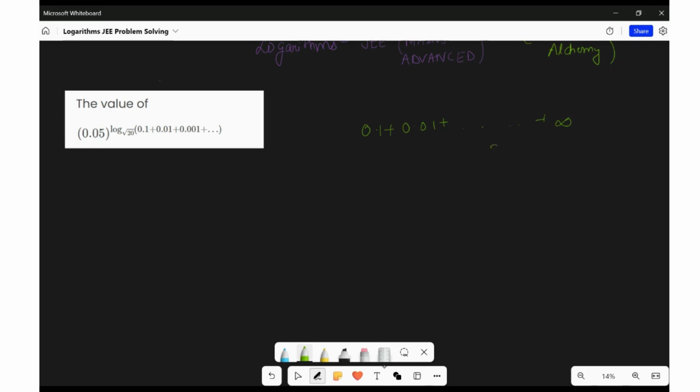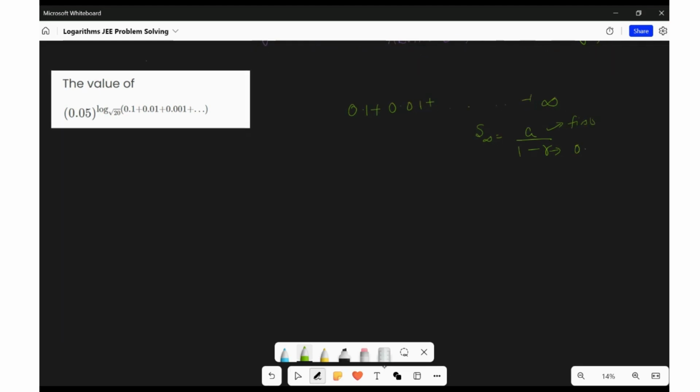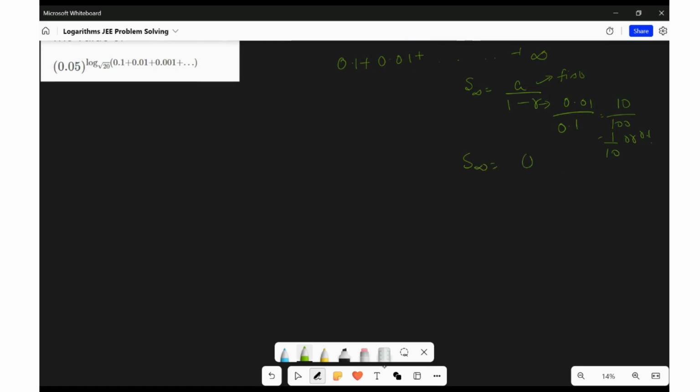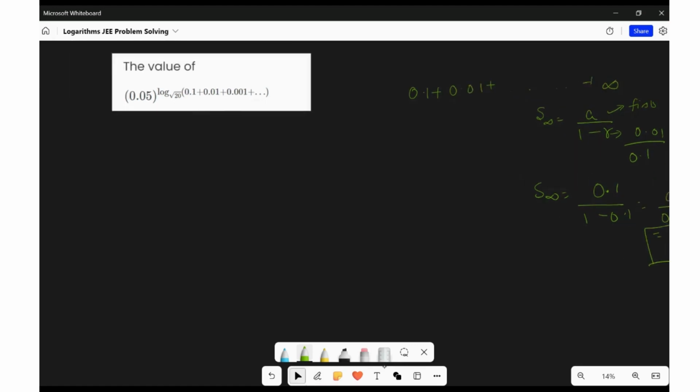Now I told you that the sum of a GP till infinity is a by 1 minus r, where a is the first term and r is the ratio of the second by the first term. So here we can get r as 0.01 by 0.1, and that is simply 10 by 100, which is 1 by 10, or the same 0.1. So the sum of this series will be 0.1 by 1 minus 0.1, which is 0.1 by 0.9, and that is 1 by 9. So the sum is 1 by 9.